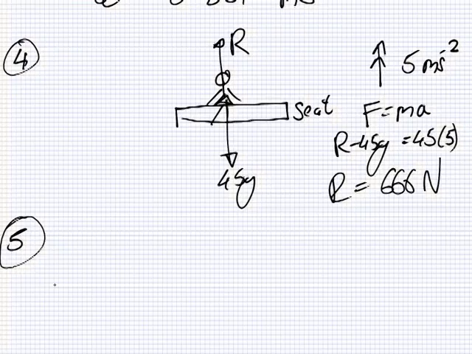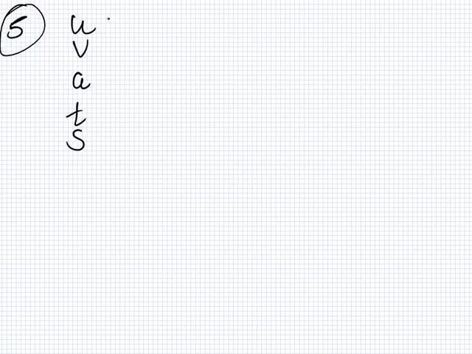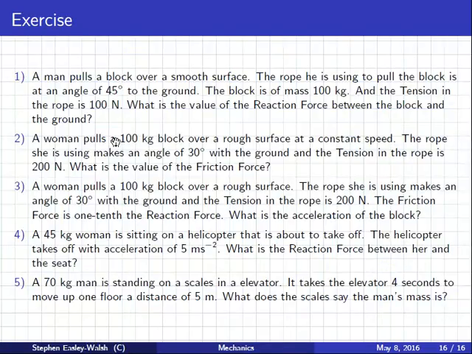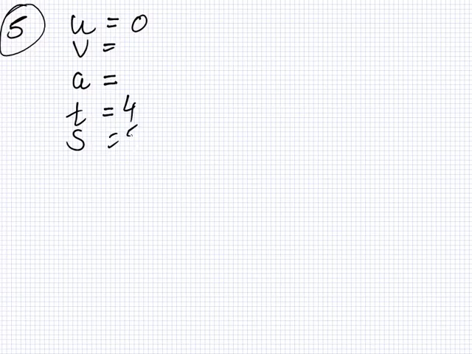Alright, hang on. Step 1, let's figure out the acceleration of the elevator. U, V, A, T, S. U, 0. V, we don't know. A, we don't know. T, we do know. 4 and 5.